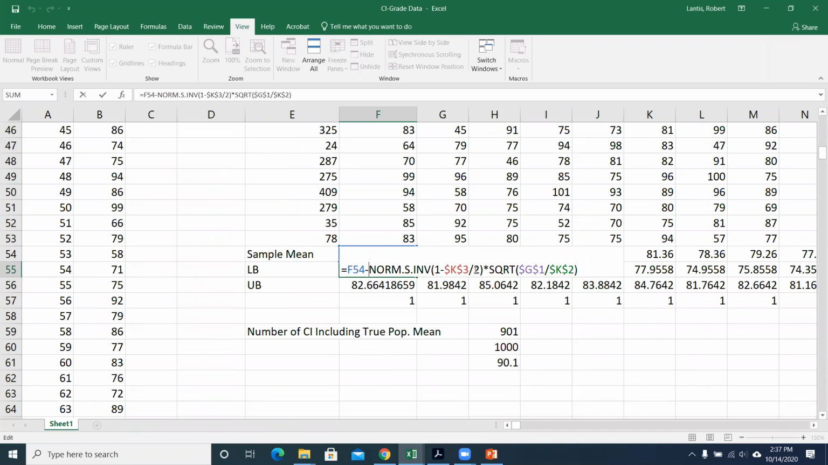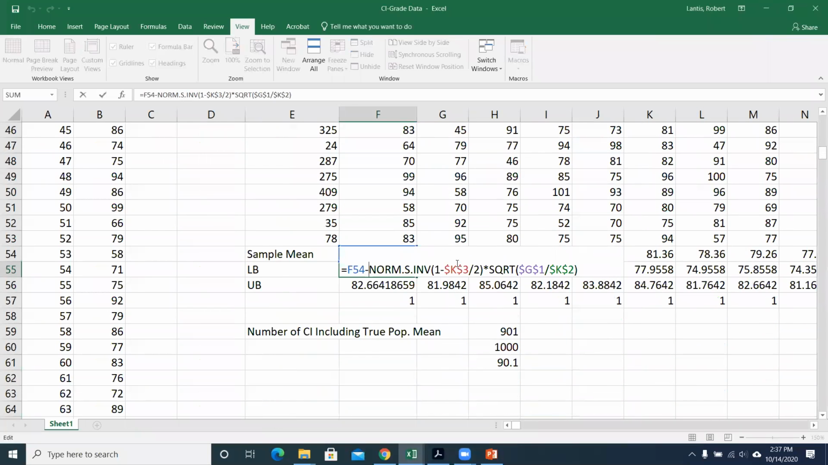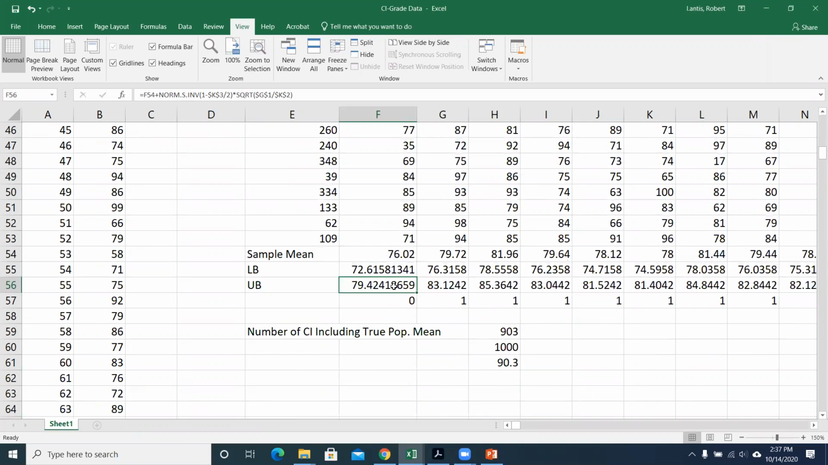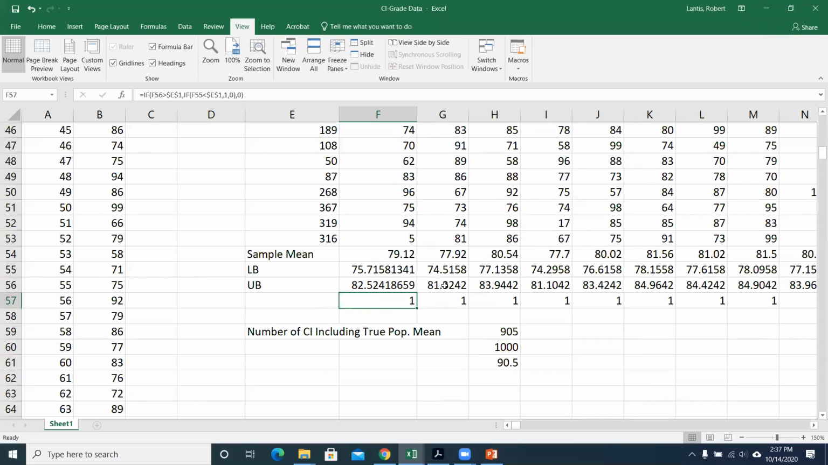Now I think in the original file that I had posted, I didn't have this alpha value up here. When I referenced it, I think I just typed in 0.05 or something. But here, I'm going to use a cell reference up there for alpha. So this is really just my lower bound equation. Here's my upper bound equation, the exact same thing, but I'm adding that margin of error. So I've now got 1,000 different confidence intervals.